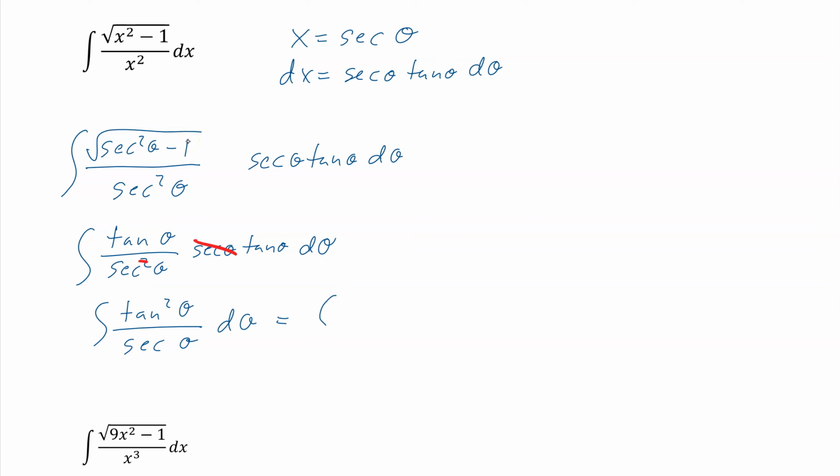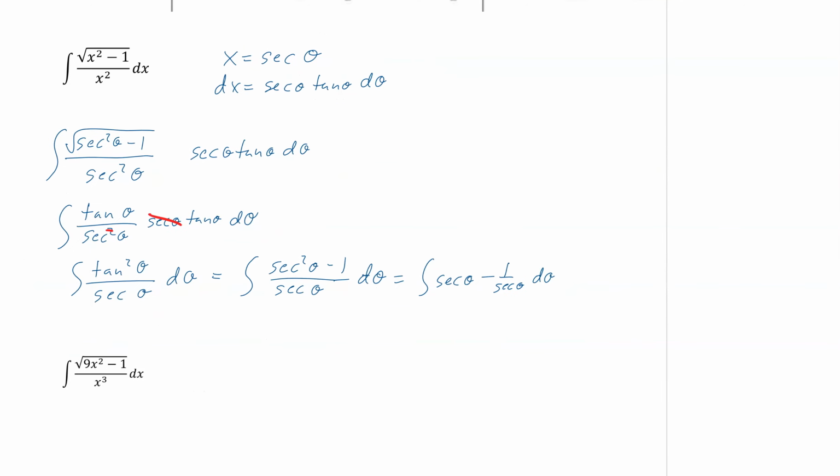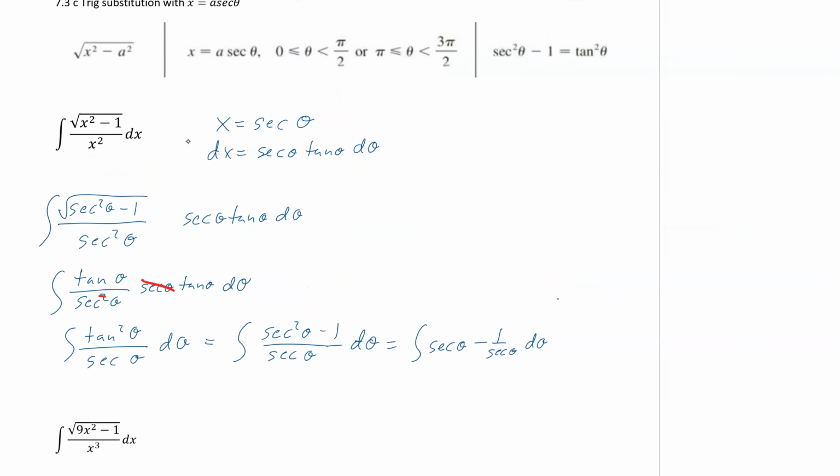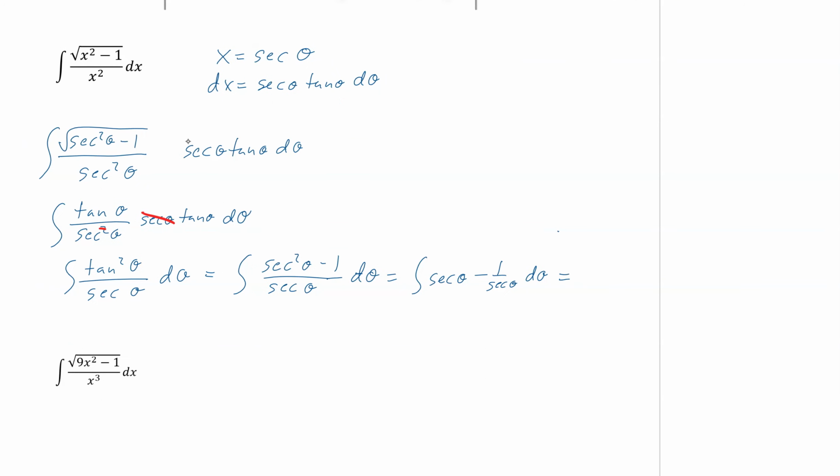And then we can just replace that tangent again with secant squared theta minus 1 over secant theta. And the reason I'm doing that is that way I can divide. So this would become just plain old secant theta minus 1 over secant theta, which would then equal secant theta minus cosine theta. And those we can take the integral of.